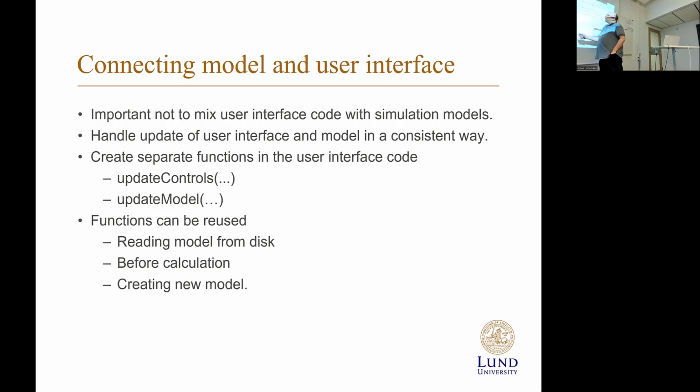But the thing you need to do is be able to update. When you start your code, you need to update your user interface with values from your model. And when you want to do the calculation, you need to retrieve the values from the user interface to the model. And you need to do that in a consistent way. I usually do that in two methods. I have one method called update controls that will take the values from the model and fill the controls. The other way around, update model. I have a method that will take the values from the user interface and update the model.